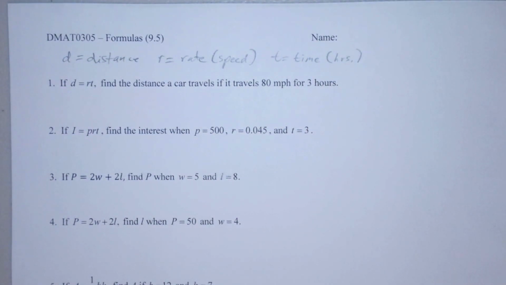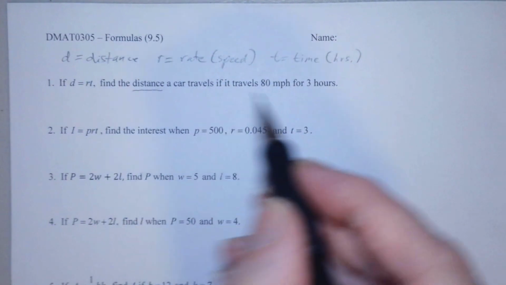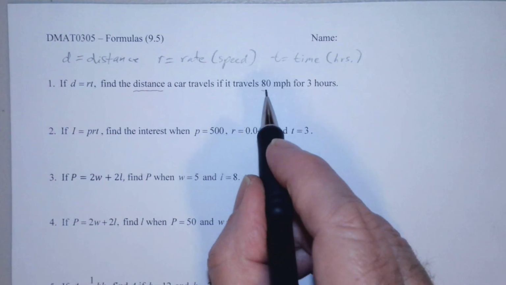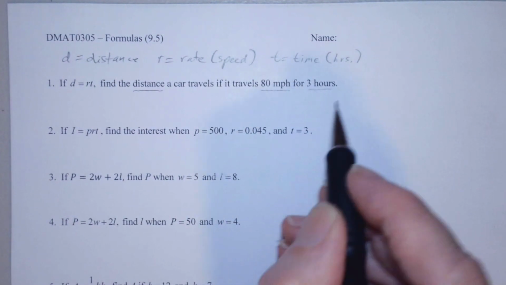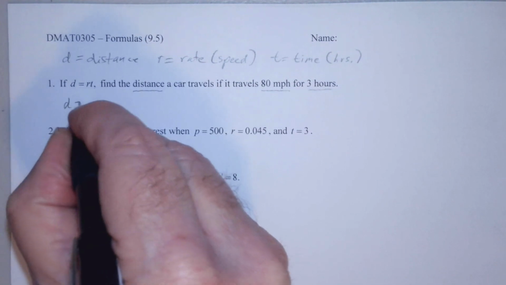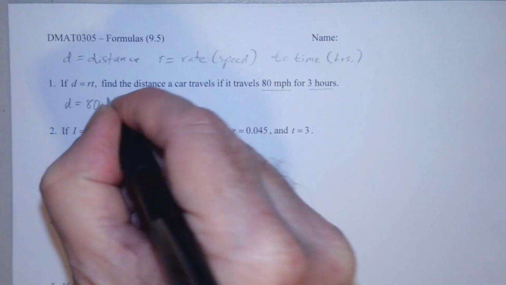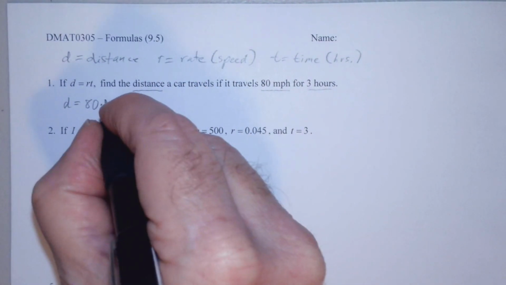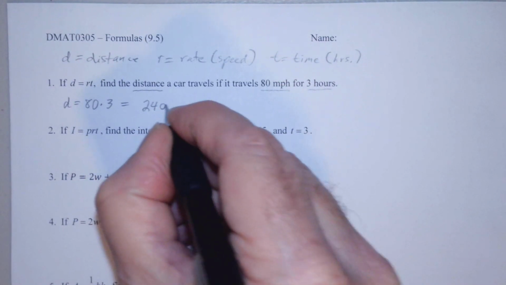So in this case, notice they want us to find the distance, so we're finding D. And notice 80 miles per hour, that's our speed or our rate. And the time is 3 hours. So the distance equals the rate, which is 80, times the time, which is 3 hours. And so we'll get 240.